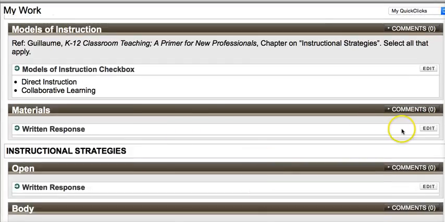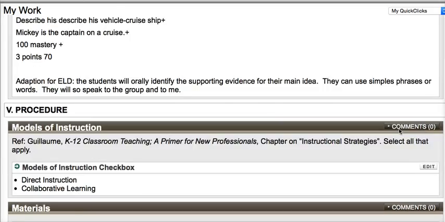Then we want you to write out whatever materials you're going to need for this lesson, because we want you to be prepared. Teachers lose so much time when they're running around trying to find the materials that they should have had readily available to them before they even start the instruction.